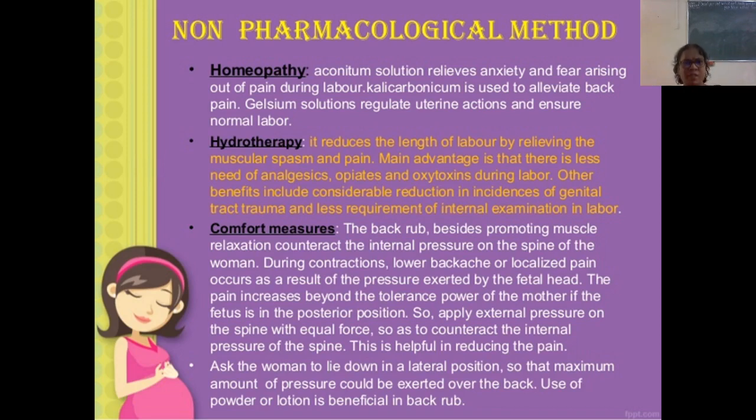Next is comfort measures. The back rub, besides promoting muscle relaxation, counters the internal pressure on the spine of the woman. During contractions, lower backache or localized pain may occur as a result of pressure exerted by the fetal head. The pain increases beyond the tolerance of the mother if the fetus is in the posterior position. So apply external pressure on the spine with equal force so as to counter the internal pressure of the spine. This is helpful in reducing the pain.